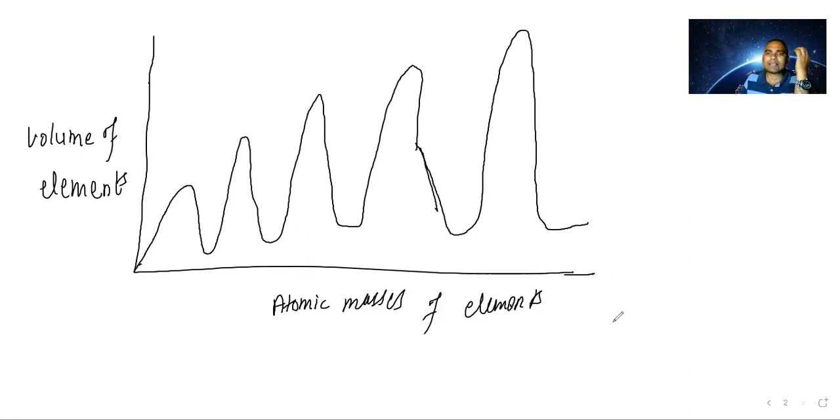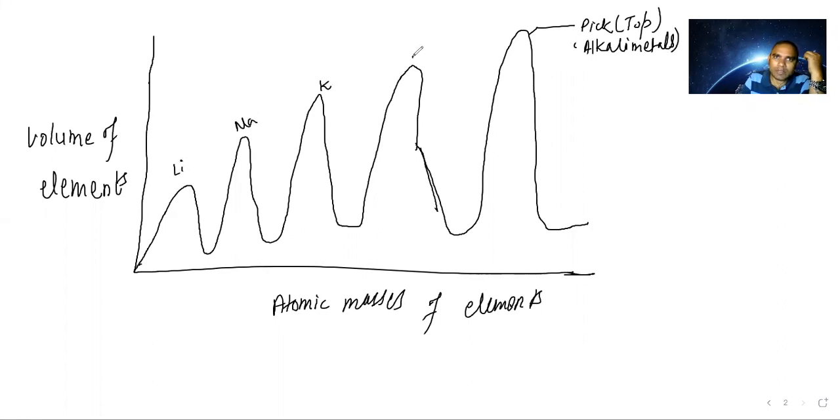Now if you are assigning the positions, this is what is called the peak, or the top. At the top, alkali metals are there. What are they? Here is lithium, then sodium, potassium, rubidium, and here is cesium.